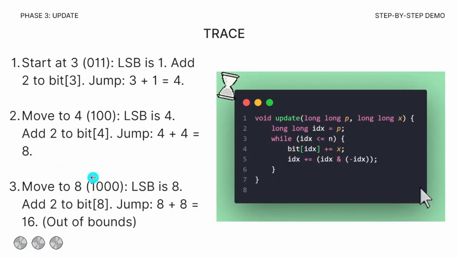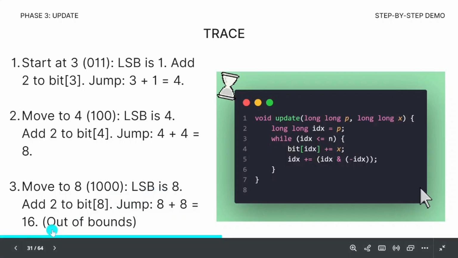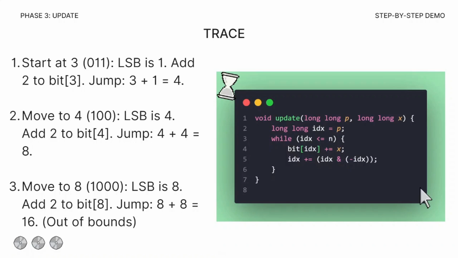Now we move to 8, which is 1000 in binary. Its LSB is 8. So we add 2 to bit 8 and we make the final jump. 8 plus 8 is 16. This is obviously out of bounds, since our array is indexed from 1 to 9. Code here represents the idea clearly. We start with index p, and while index is still in the range from 1 to n, we let bit at the index element plus an amount equal to x, and then we update index to its ancestor.